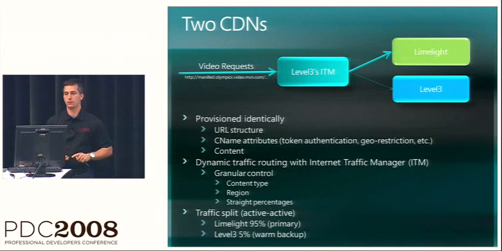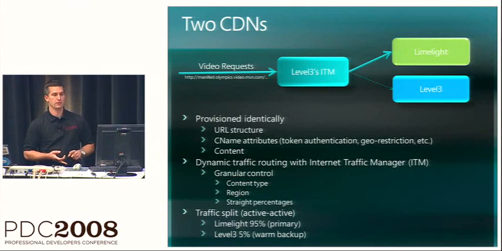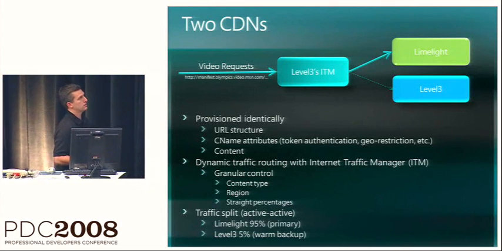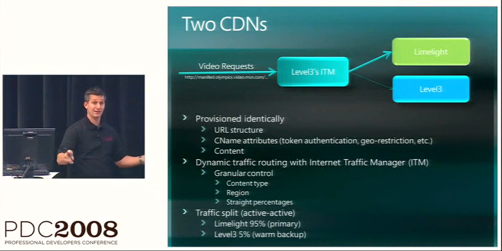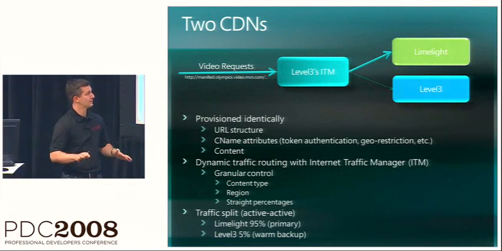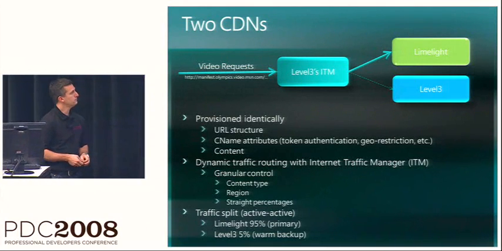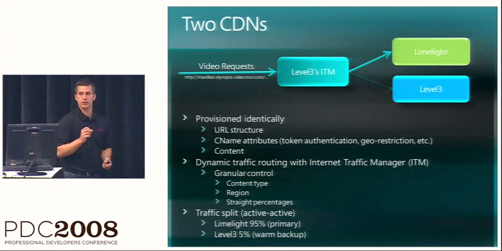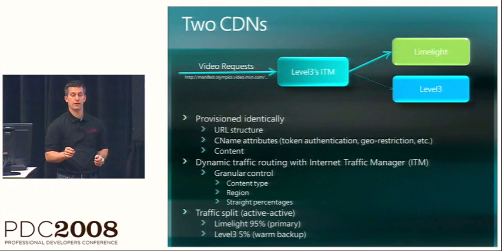Some complexity there, though. One, we had to make sure we had the exact same URL structure. The CNAME attributes, like token authentication and geo-restriction, which I'll show you in the next slide, all had to be the same. Oh yeah, the content had to be the same, right? The same content showing up in two different places at the same time was very important. That's why we use Signiant. But what this enabled us to do was really have very, very fine-grained control beyond just having a nice hot backup.